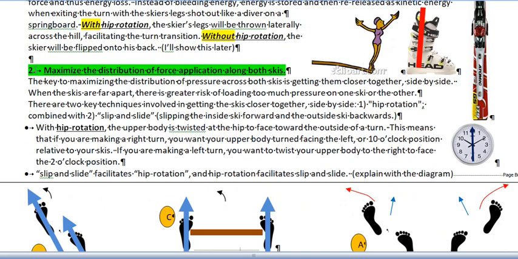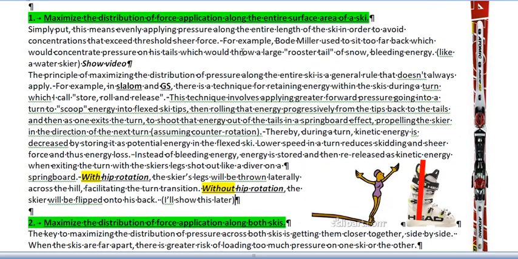All right, so the next thing is you want to maximize the distribution of force application along the entire length of the ski. And like I said, that doesn't always apply because there's other techniques, especially in slalom and giant slalom. But in Super G and downhill, the speed events, the premium is on maximizing the distribution along the entire length of the ski.